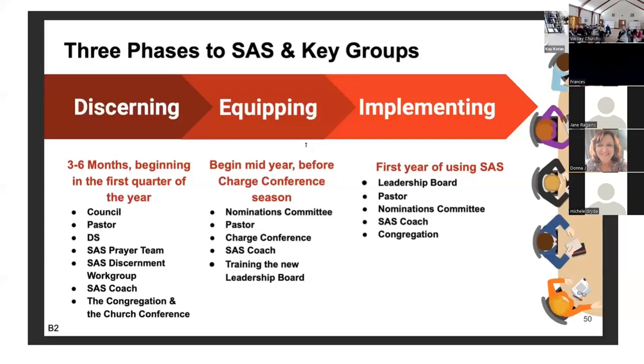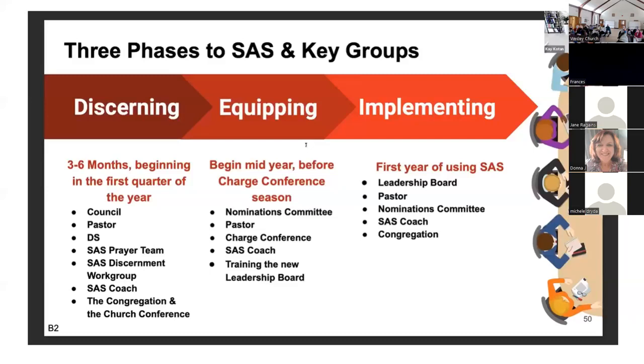So the author of the book is in the upper right-hand corner, both of them. This is screenshotted from the presentation, and it outlines the process that we can use over the course of this year for discerning. So we're in the first quarter of the year, we're in the discerning phase, and we're just starting the process of talking with these groups.